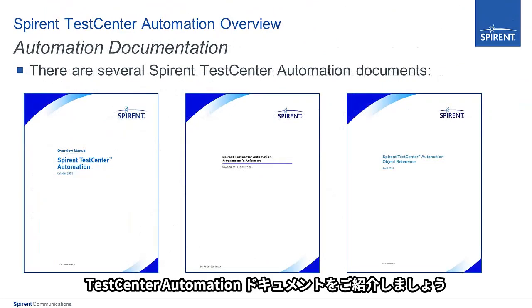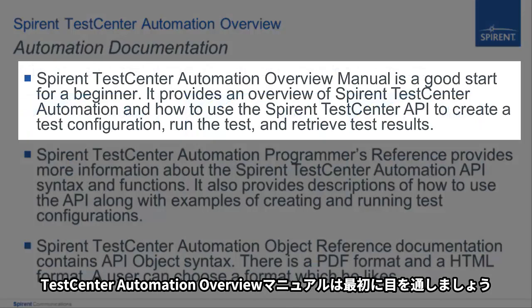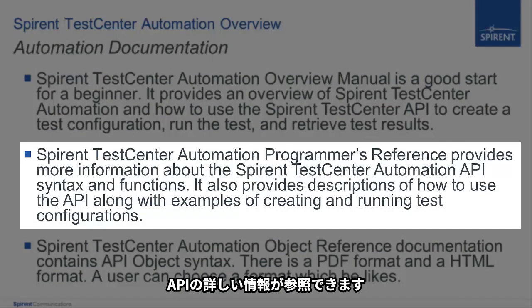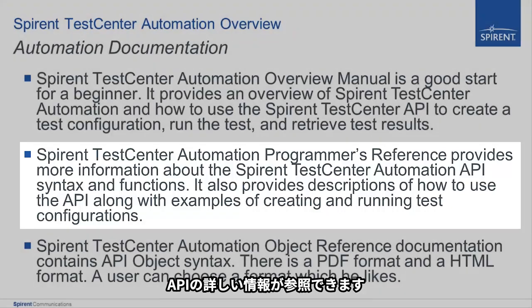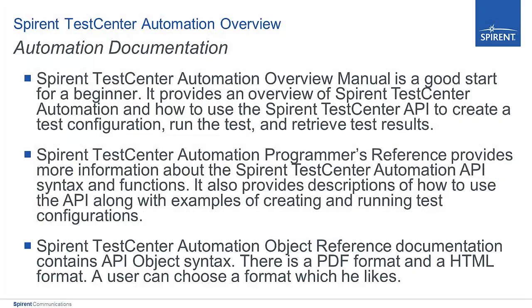There are several Spirent TestCenter Automation API documents that you can use to aid you in script development. The overview manual will present the overall picture of the Spirent TestCenter Automation API. The Spirent TestCenter Automation Programmer's Guide contains a little bit more detail about the API and how to set up and develop scripts. Finally, the Spirent TestCenter Automation Object Reference Manual will provide detailed information about each object that you can set and configure within the Spirent TestCenter Automation API.